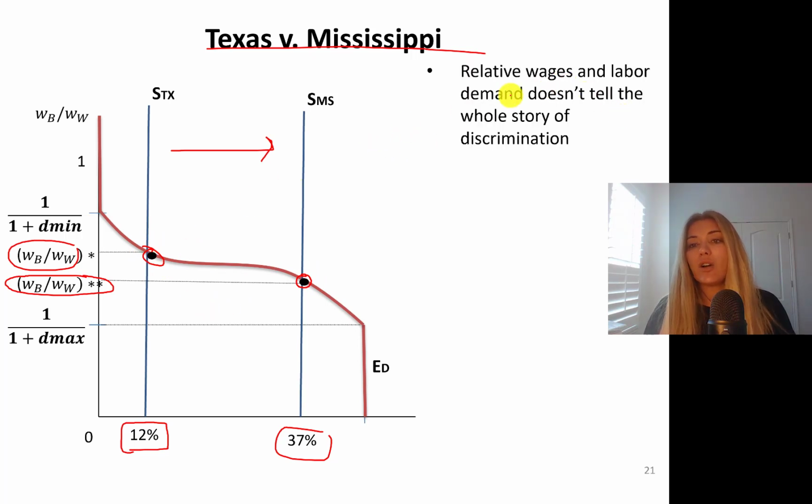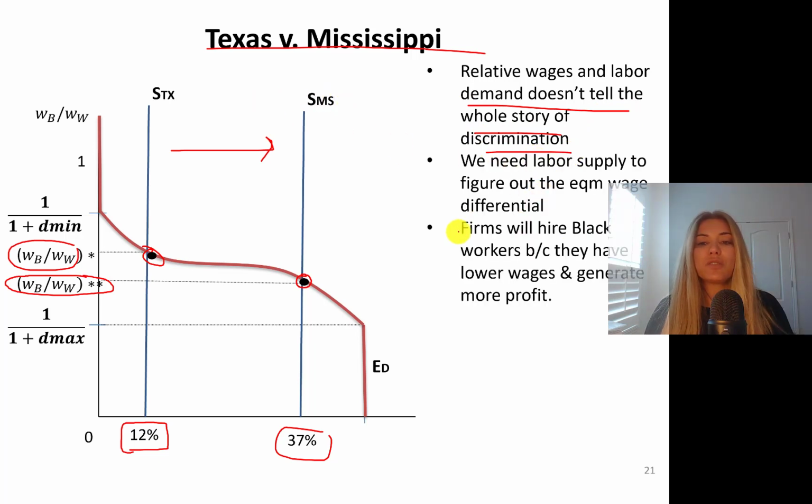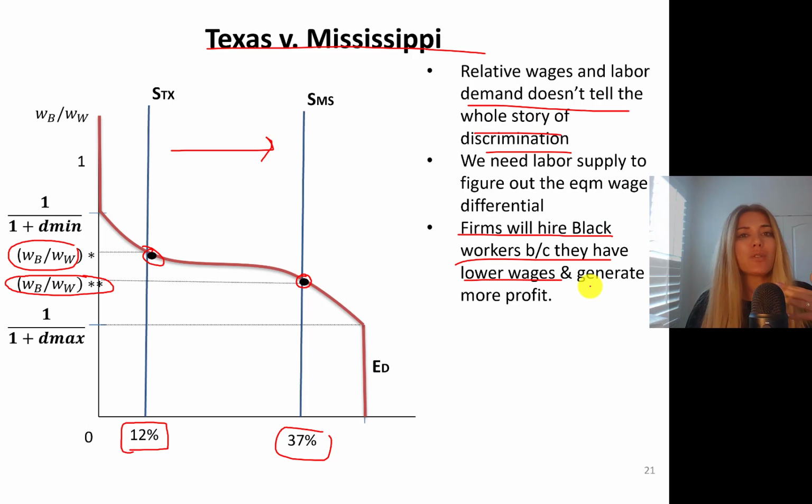Relative wages of black and white workers and labor demand don't tell the whole story of discrimination, folks. We need labor supply to also figure out equilibrium wage differentials. Firms will hire black workers because black workers have lower wages and generate more profit, which is, you know, sad. And this is a self-fulfilling prophecy. You can be a discriminatory firm and hire all black workers, but at the end, you are doing so because you're paying them less.